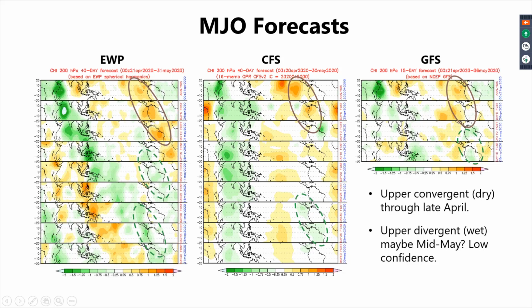There is a hint from the GFS and the EWP that we may get the next divergent phase around mid-May, which is consistent with the current 35-day propagation, but the signal is still too weak. So what we can say from this graphic is that the next 2 weeks are going to be upper convergent or dry for the most part. And then we might get MJO enhancement in mid-May, but it's still too early to say. But other than that, the confidence is not very high.